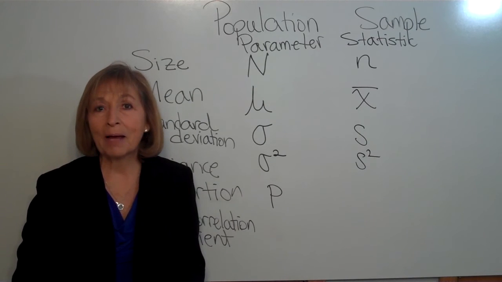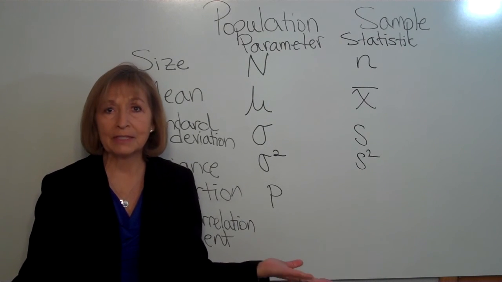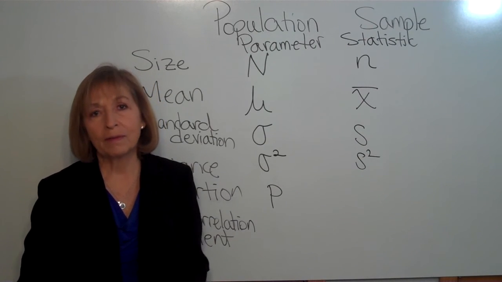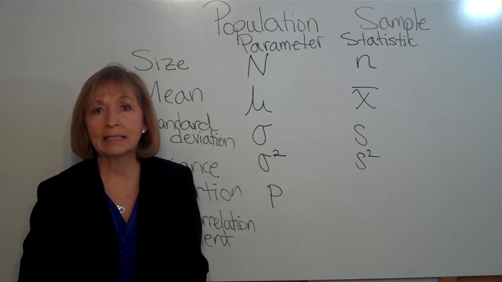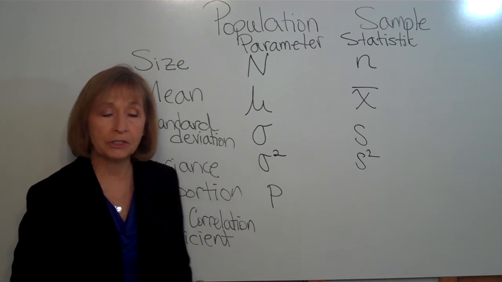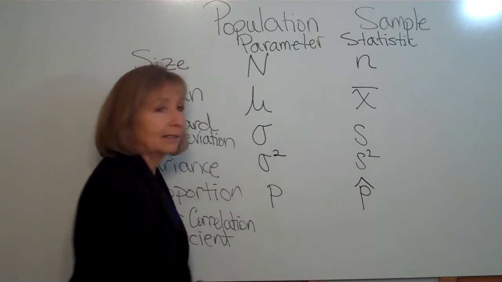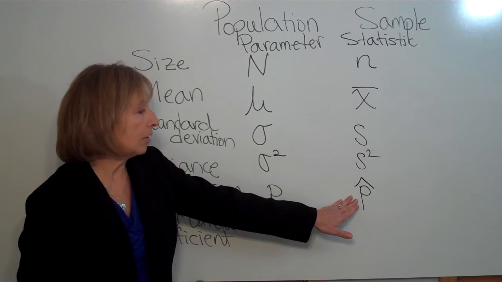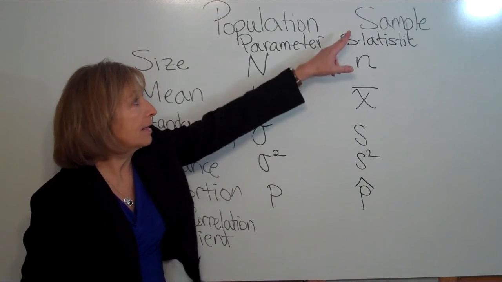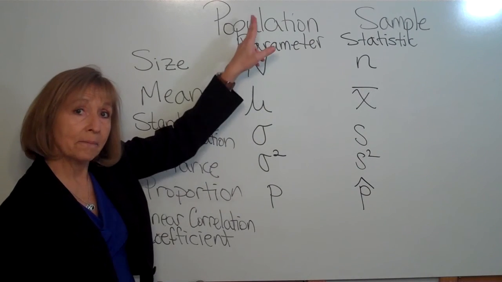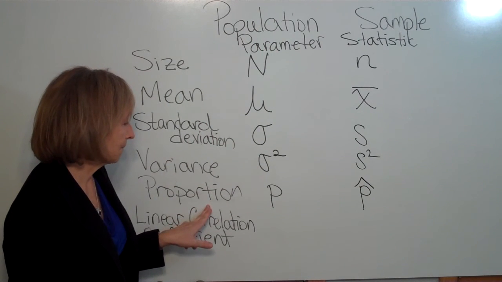But then if P is the population proportion, I've already used a letter from the English alphabet. What do we do from there? Well, what they decided to do to symbolically represent the sample proportion was to take your P and put a hat on it. So we call that P hat for the sample proportion, and P is the population proportion.